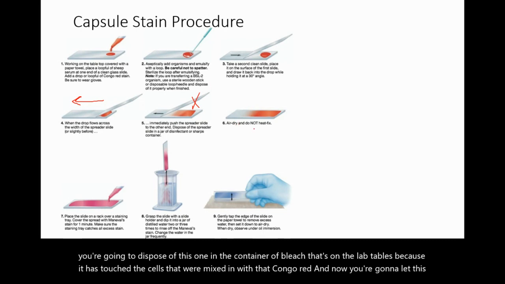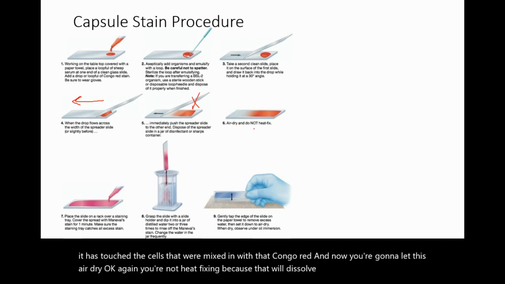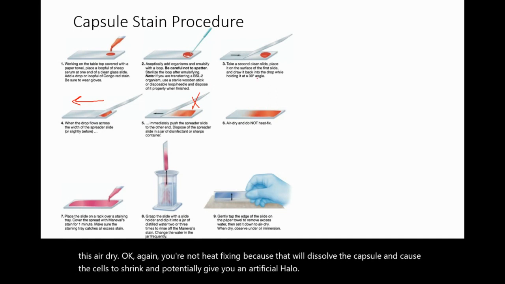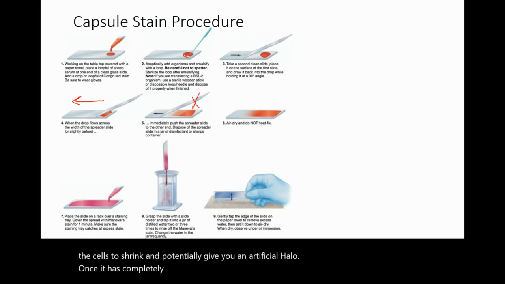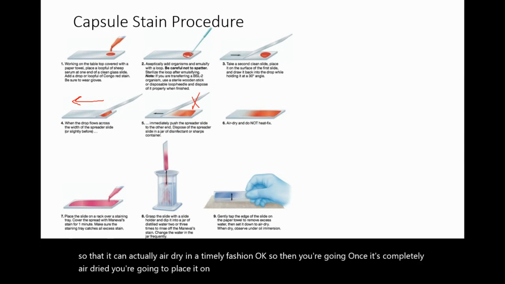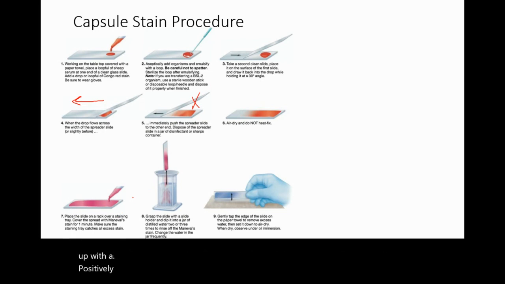Again, you're not heat fixing because that will dissolve the capsule, cause the cells to shrink, and potentially give you an artificial halo. Once it has completely air dried, and that's another reason you spread these cells out, so that it can air dry in a timely fashion, you're going to place it on a staining rack and cover it with a positively charged stain. Maneval's stain is an option there, and you let it sit for 1 minute.